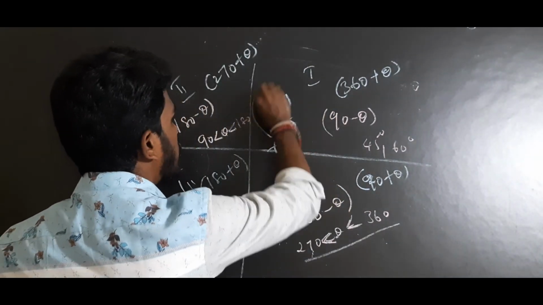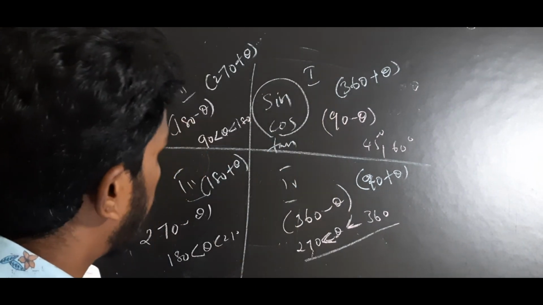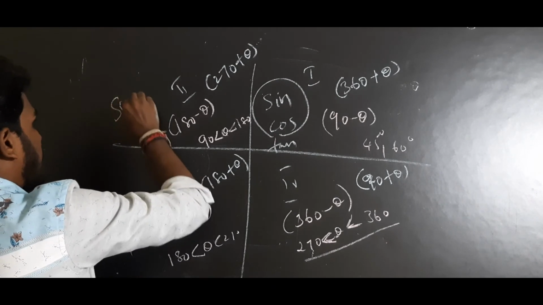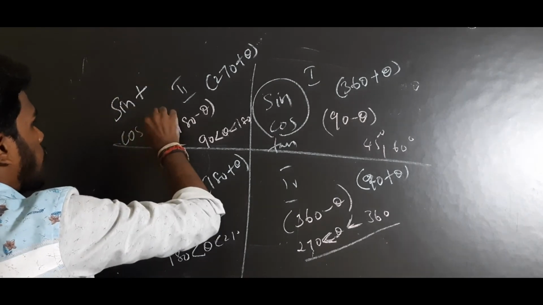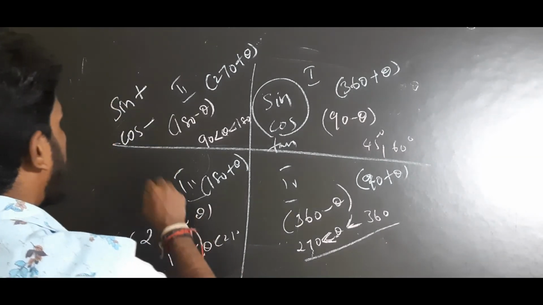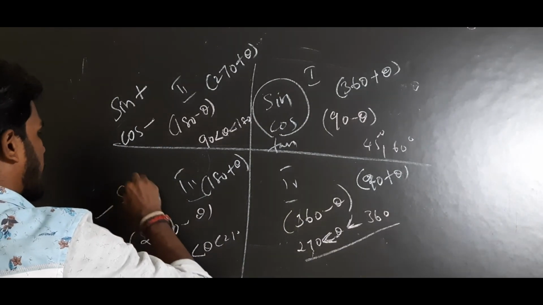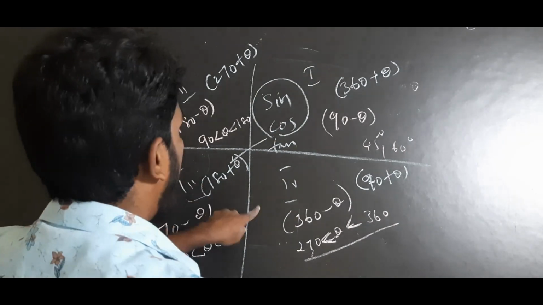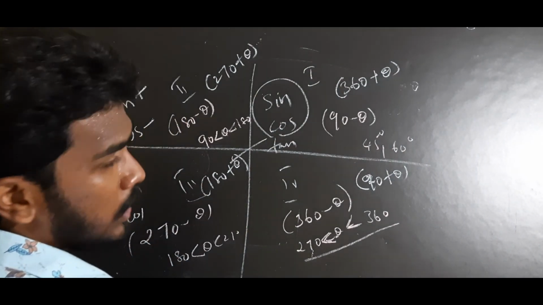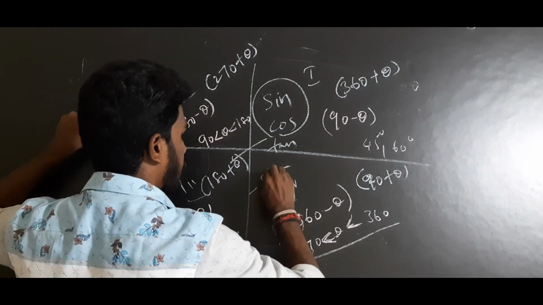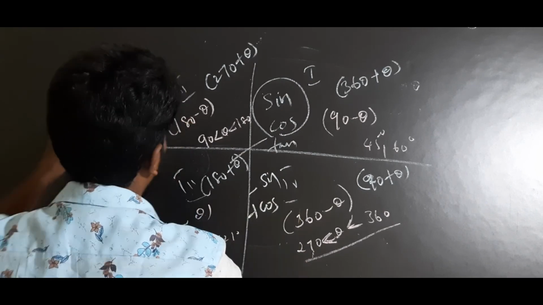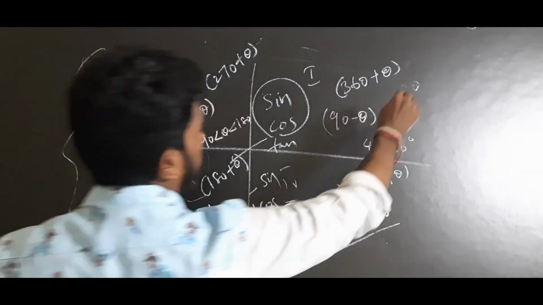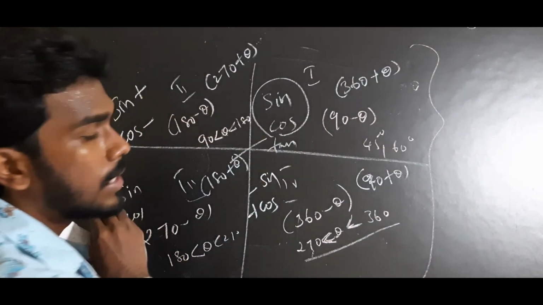In first quadrant, both sine and cos are positive. In second quadrant, only sine value is positive, cos value will be negative. Okay, and in third quadrant, all are negative. Sine is negative, cos is negative. You can say like a vice versa: first all positive, third all negative. And in fourth quadrant, it is opposite to the second quadrant. Sine will be negative and cos will be positive. So this is the hierarchy of remembering the tabular column.